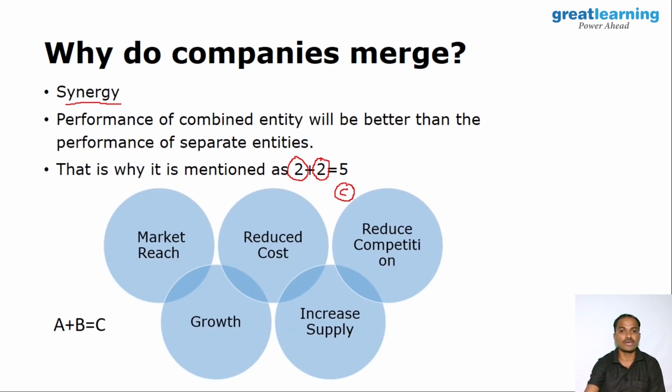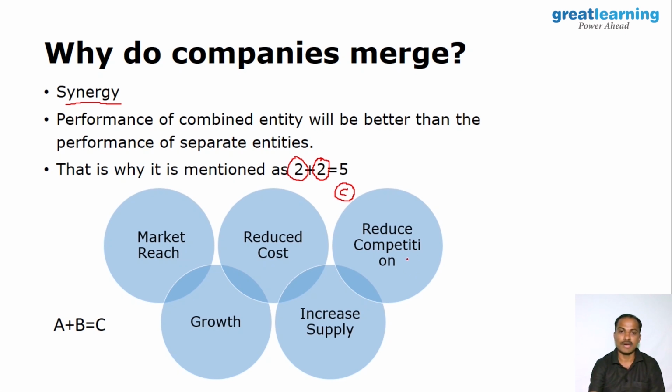When the companies come together, when the merger happens, these are the benefits they gain, like market reach. They can reach the marketplaces of each company. For example, company A is strong in Asia and company B is strong in Europe. When they come together, company B can have access to company A's market, and company A can have access to company B's. They can access each other's markets. Reduced cost: when the companies come together, the cost of operations will drastically come down because the performance of the combined entity will be better than the performance of individual entities.